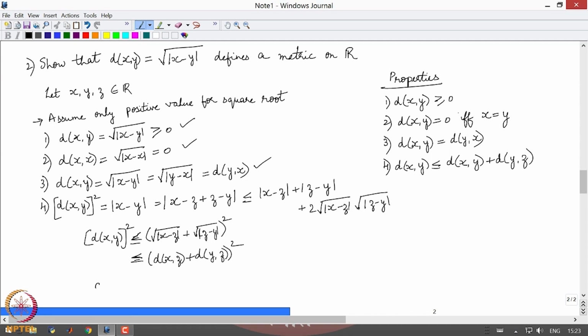So, finally, by taking the square roots, I will get d of x comma y is less than or equal to d of x comma z plus d of y comma z, which is my fourth property of the metric. Therefore, this shows that the distance metric, which was defined as the square root of the absolute value of the difference between two numbers x and y, is a metric on R. So, this completes the second problem. Now, we will go to the third problem.